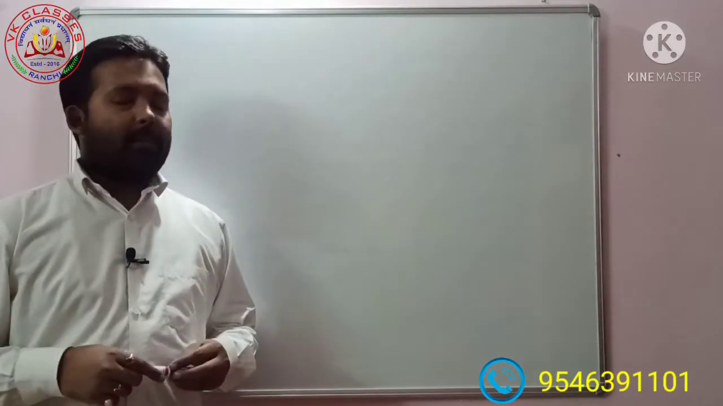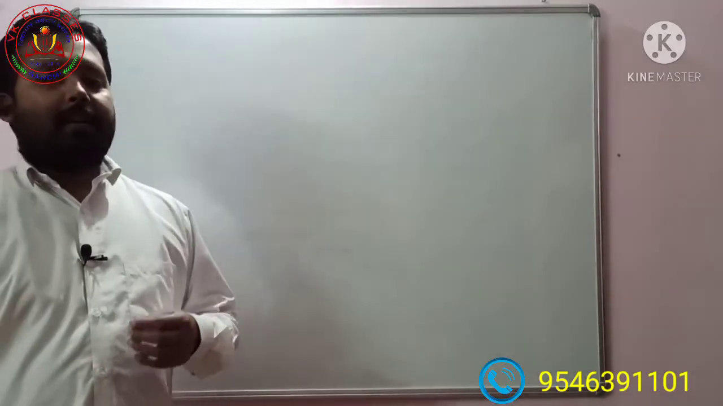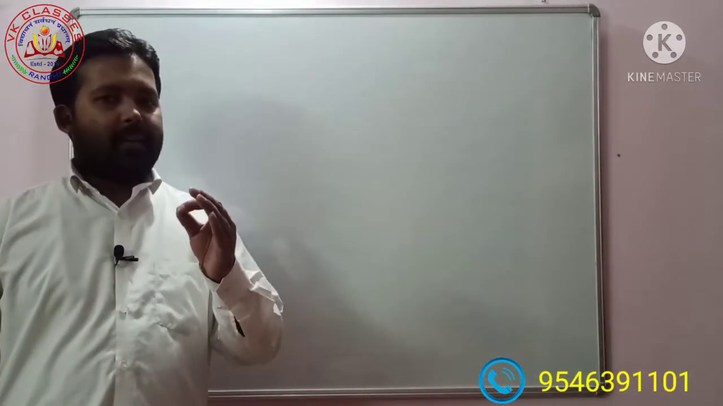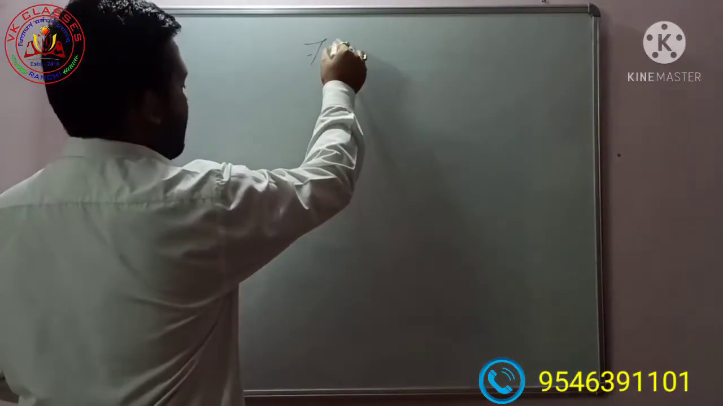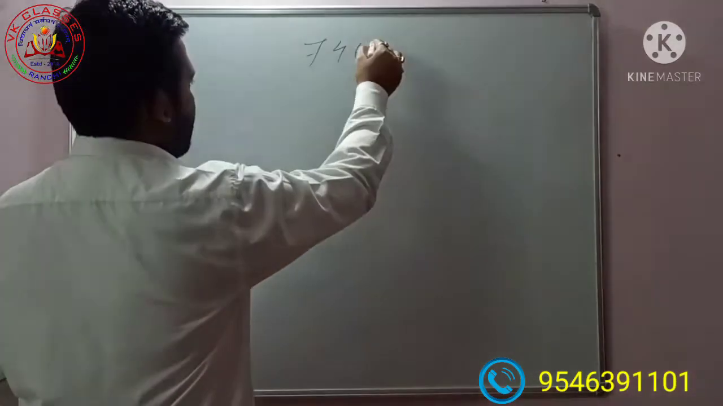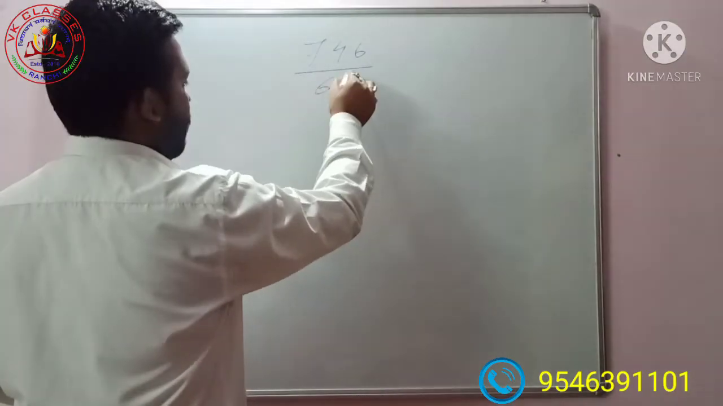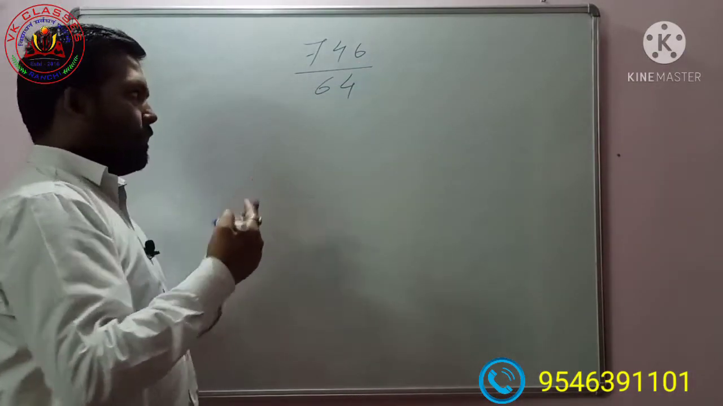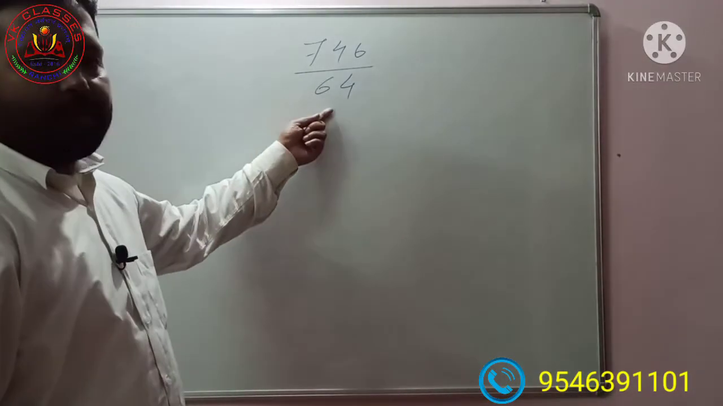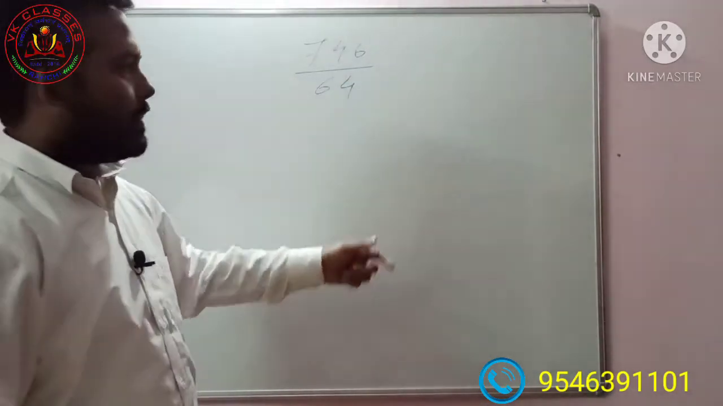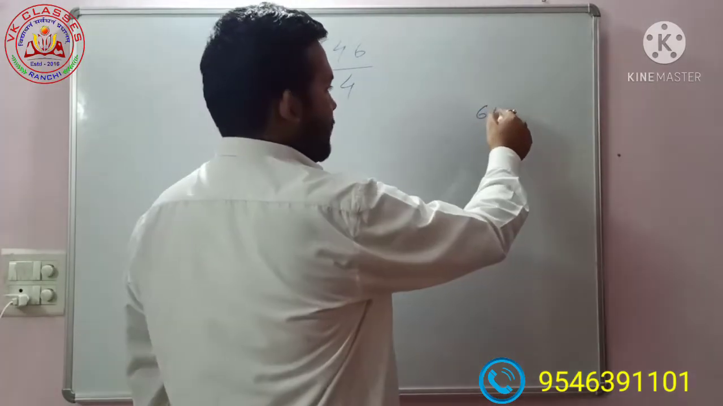Let us take some more examples to understand terminating and non-terminating more clearly. Let us take a number 746 divided by 64. Is this number a terminating decimal or non-terminating? Again we have to resolve 64 into its prime factors. So let us do that.